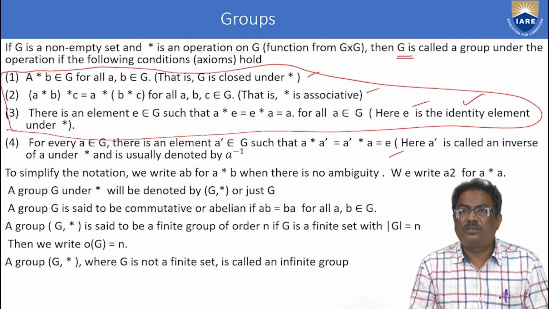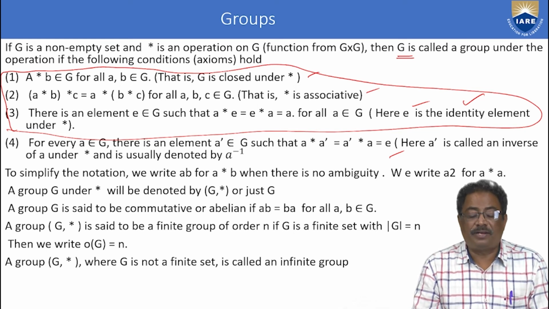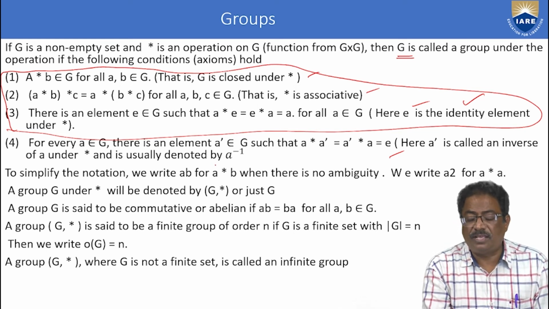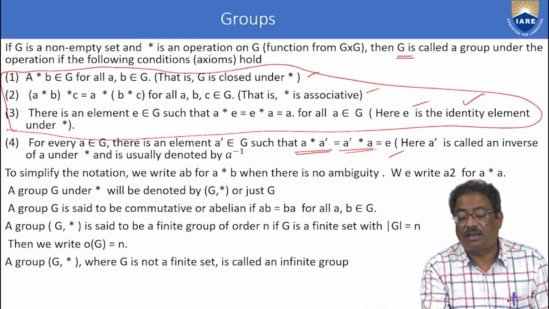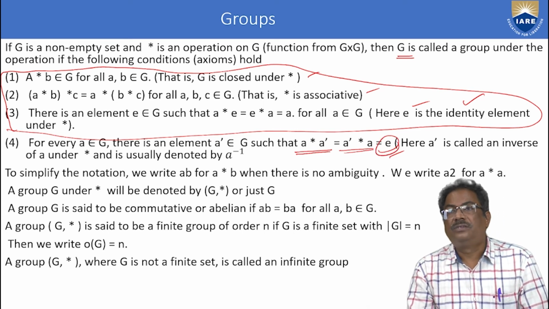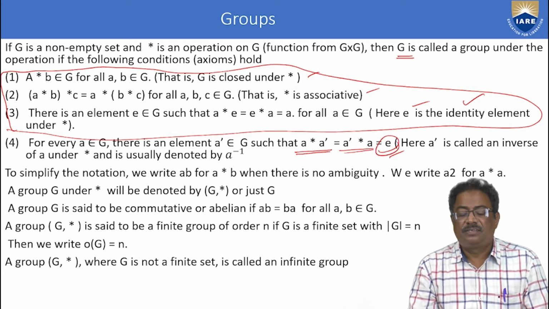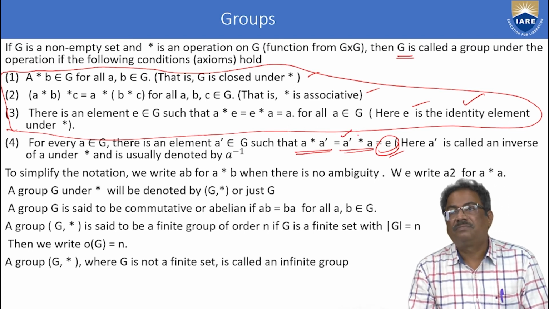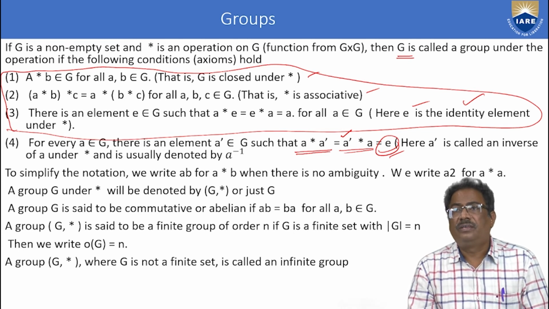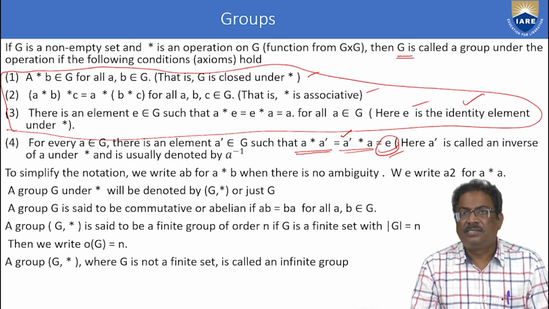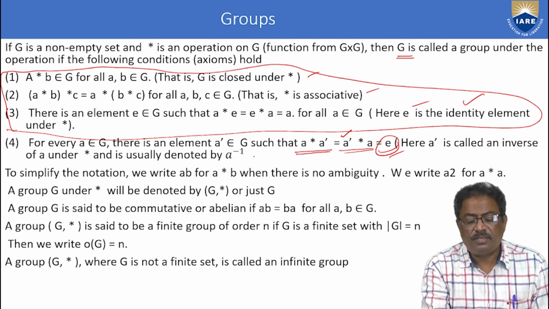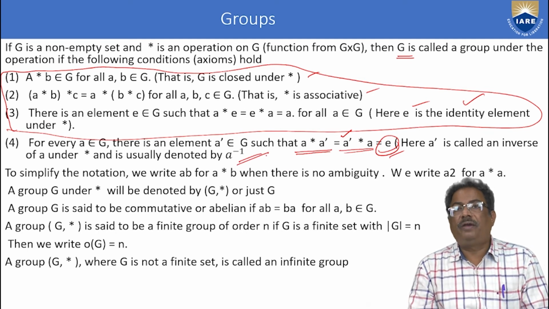For every element A belonging to G, definitely there is an element A dash with the property A star A dash or A dash star A is equal to the identity element. Whenever this exists, we can say that A dash is called the inverse of A under the binary operation star. So this is the group definition.